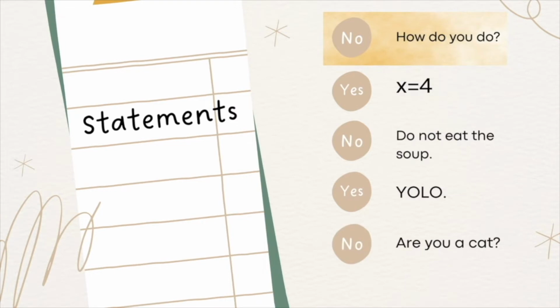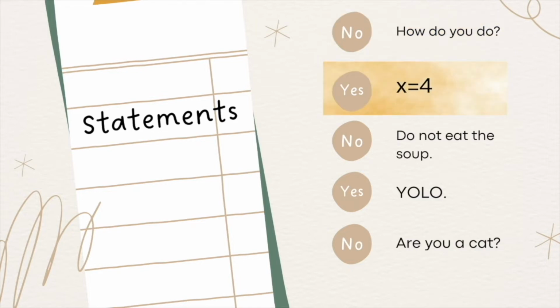The first one is the question, how do you do? And this is a question. Questions are never statements because a question cannot be true or false. It's not telling you information, it is inquiring. The next thing we have here is x equals 4. X equals 4 is a statement. It could be true or false depending on the situation, depending on the problem you're working on. And it's okay that it can be true in some situations and false in other situations. It's still a statement because it has a truth value in any given situation.